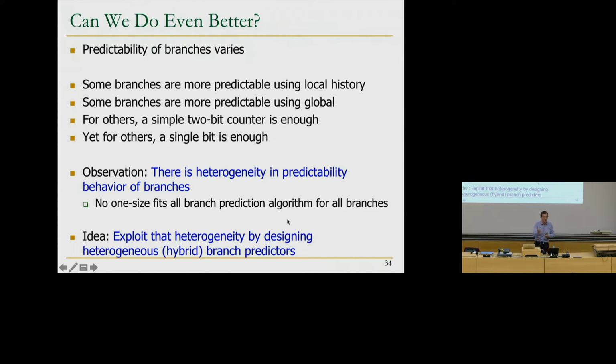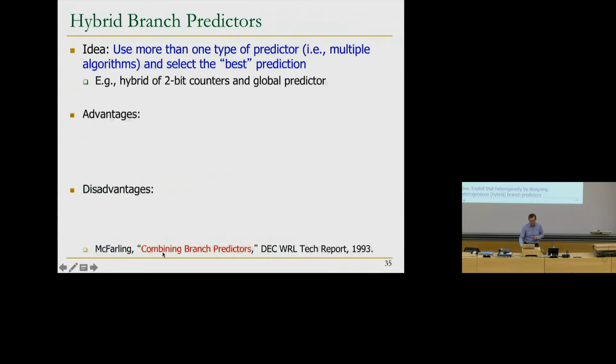And the idea is very simple. That's actually proposed by the reading assignment that you have. You exploit this heterogeneity by designing heterogeneous or hybrid branch predictors. It's a very simple idea. What is the idea? Use more than one type of predictor, or use multiple algorithms. If you think of all of these different predictors, they're actually employing different kinds of hardware algorithms. They're hardware-optimized algorithms, but they're algorithms to actually predict branches.